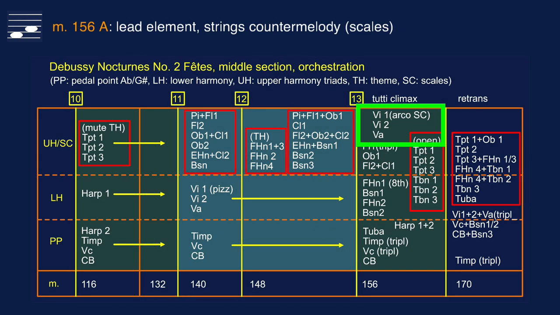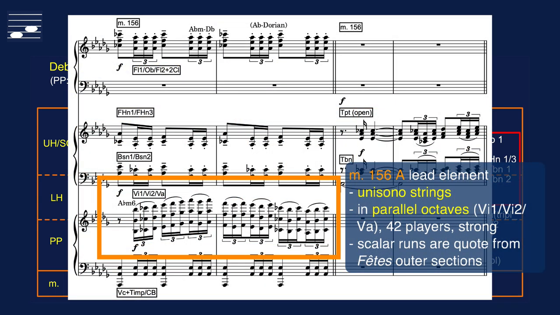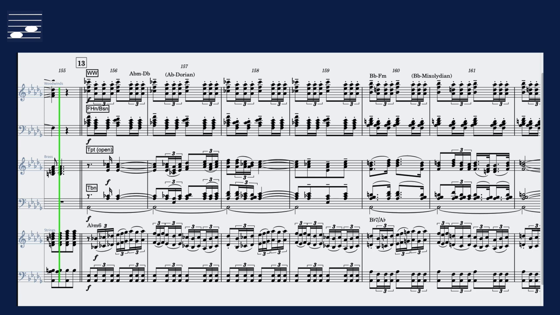As if it's not enough already, Debussy adds another foreground element in this climax section. It is a countermelody in the high strings, a set of modal, scalar runs, and, in fact, a quote from the Fêtes outer sections. Violins 1, 2 and violas play in parallel octaves, with typically around 40 players in a full symphony orchestra. This is the strong sound needed to balance the other elements in this tutti section.